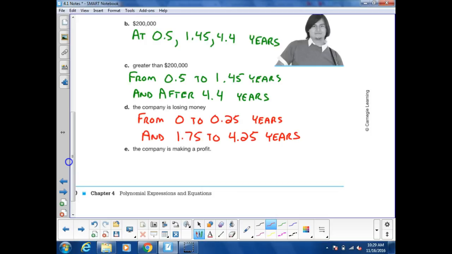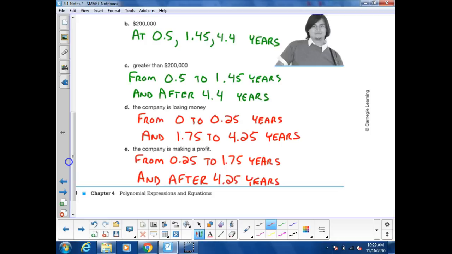Okay. So then when is the company making a profit? From 0.25 to 1.75 years, and after 4.4 years. Agree with all that?